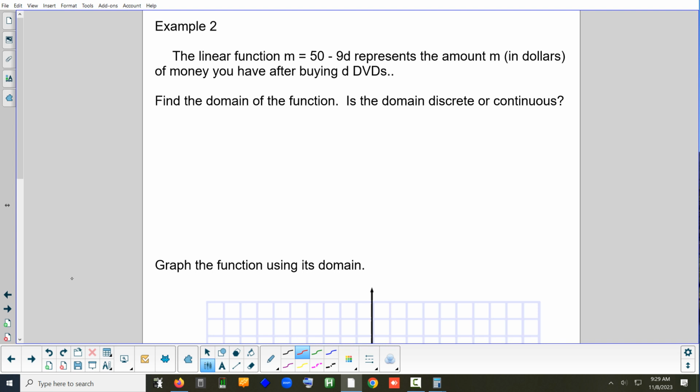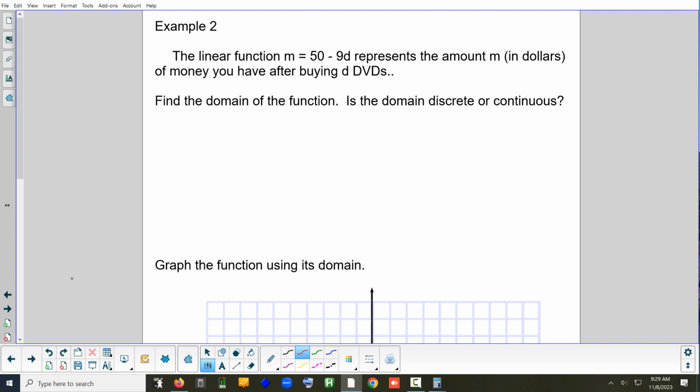Now, you're basically starting with $50. Do you have an unlimited amount of money? No. Then the amount of DVDs you can buy can only go so high. Like, you can't afford 100 DVDs. Right? You don't have enough money for that. So when you get to the point where you run out of money, that's where you need to stop spending.